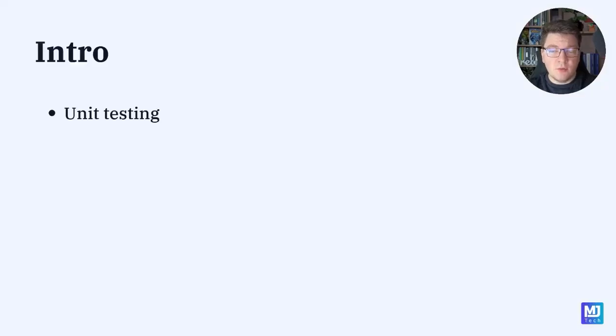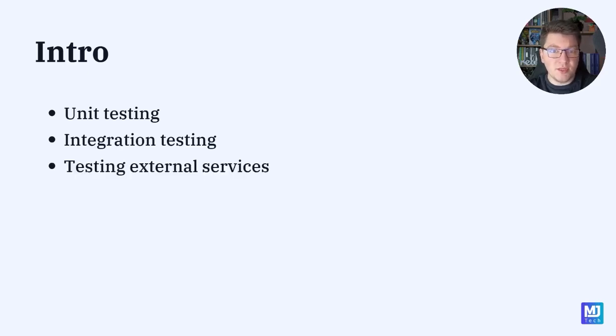So here's a rundown of what we are going to cover as part of this chapter. We're going to start with a discussion about unit testing and how to implement them. Then we're going to continue with integration testing and testing external services. One example that we have of this is the GitHub REST API, and I will show you one approach that you could use to test external services like this.